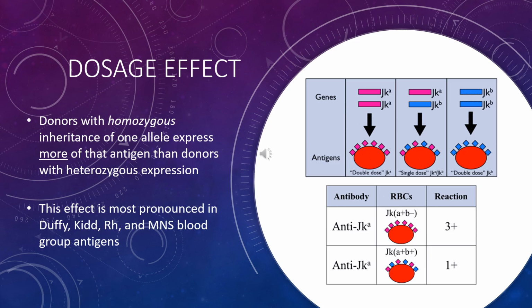JKA. So that first donor we talked about has twice as many JKA antigens as the middle donor, which is heterozygous. And likewise, the donor on the right, which we haven't talked about, has twice as many JKB antigens as the donor in the middle. Because of this expression, we tend to see stronger reactivity with homozygous cells. The homozygous donors' red blood cells will agglutinate much more easily with anti-JKA than the donor with the heterozygous expression.